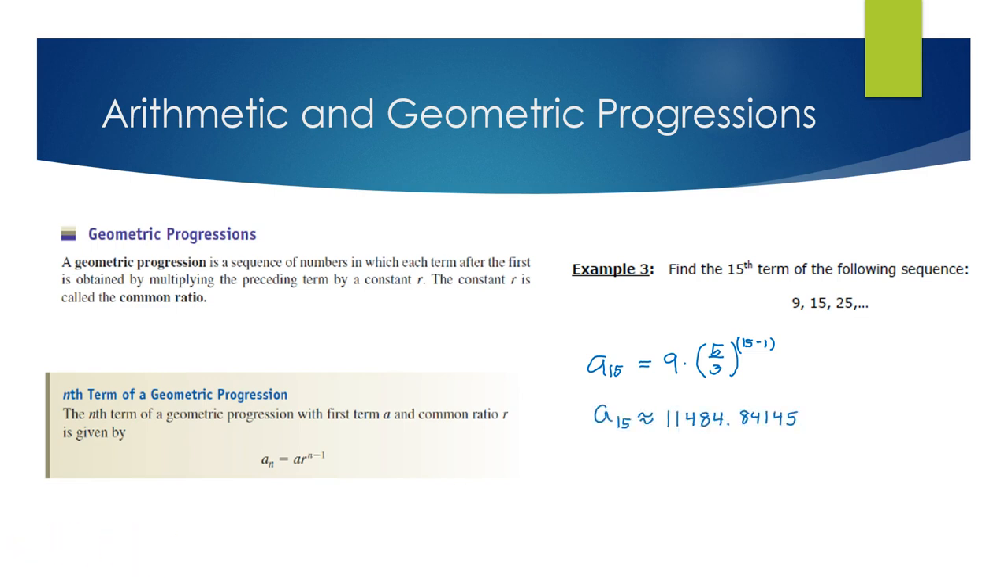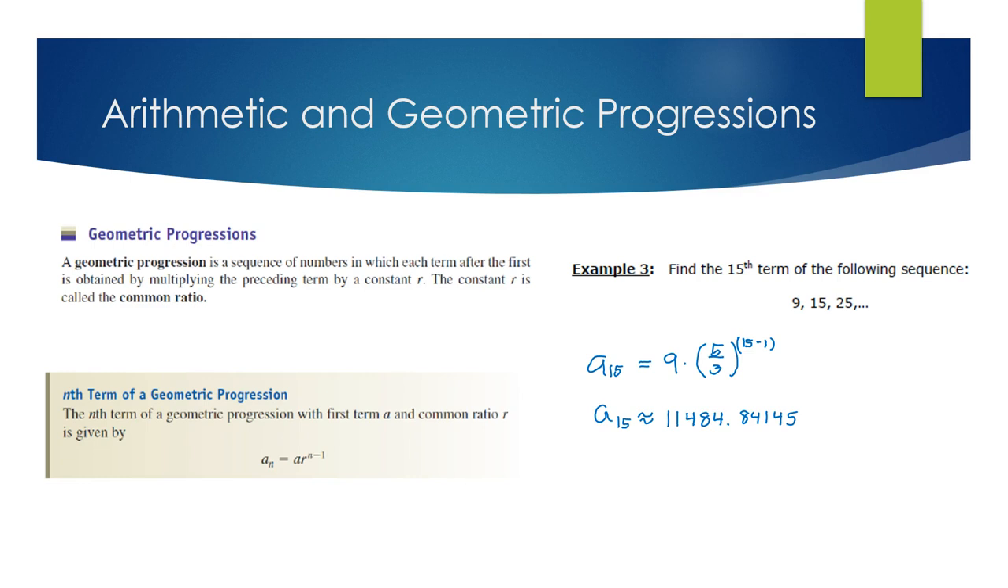And when I compute that all out, I get about 11,484.84145. Oftentimes, you're going to need to round the numbers off because unless you have a common ratio that's an integer, you're going to get a lot of decimals at some point, especially as you move a little further along in the sequence. And you're going to get decimals that you may not necessarily be able to convert easily to fractions.